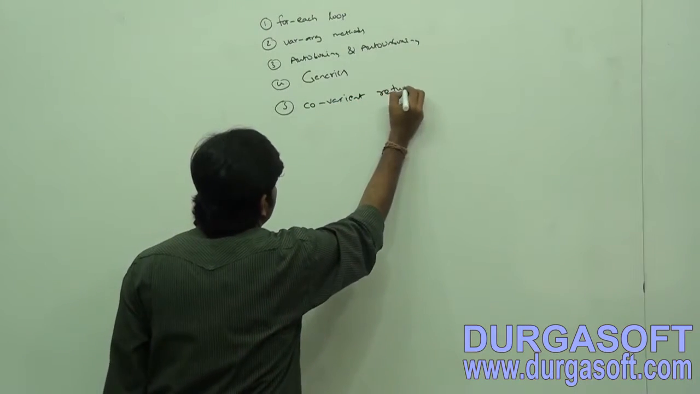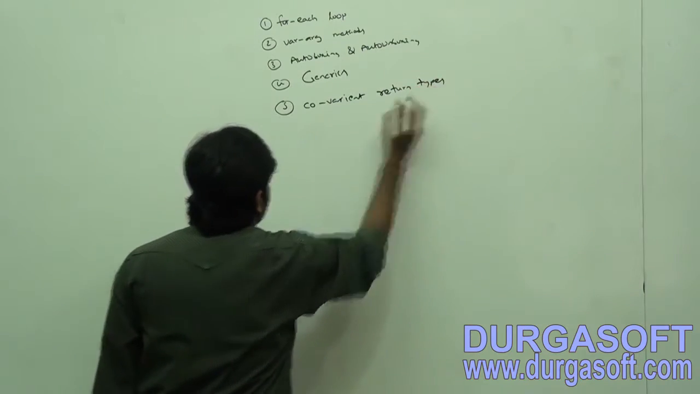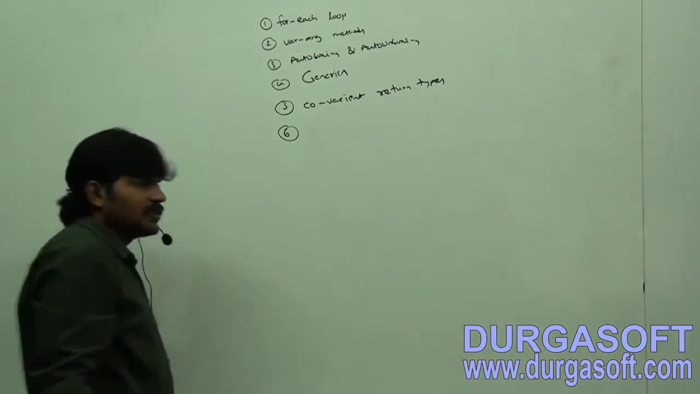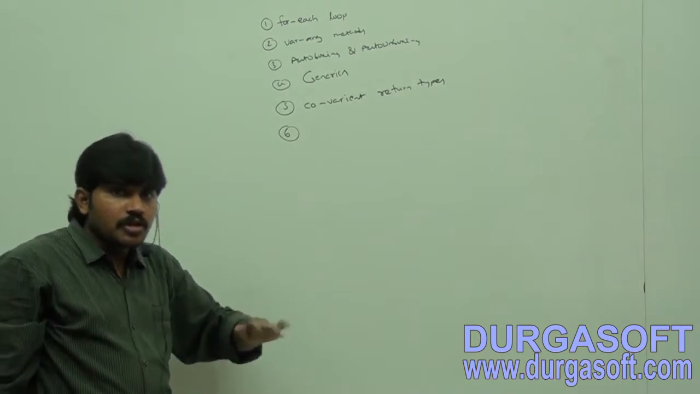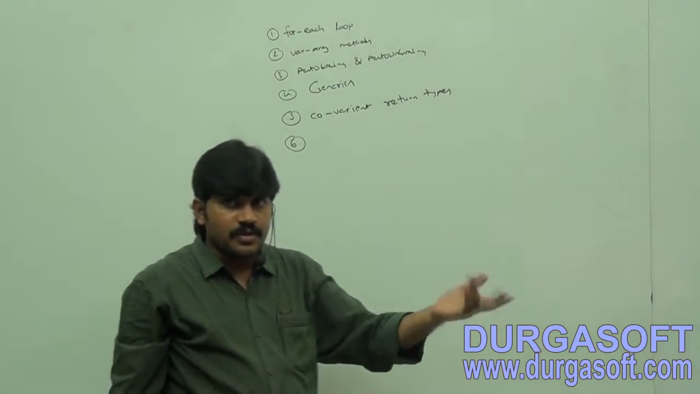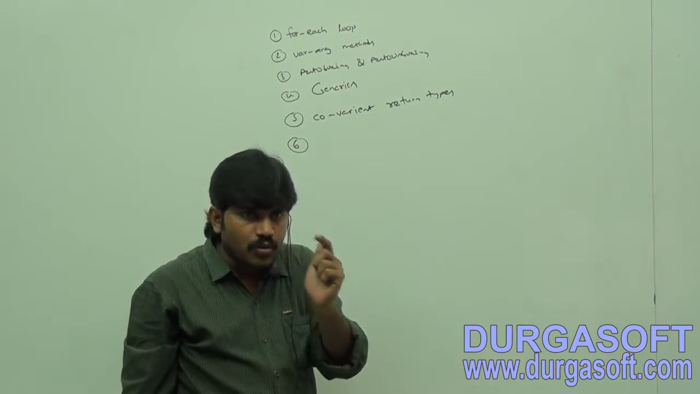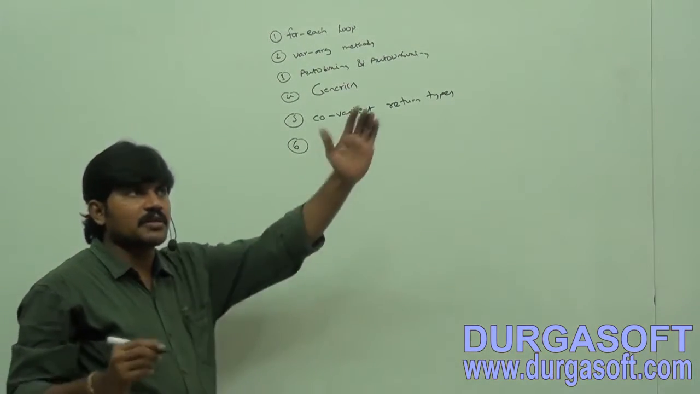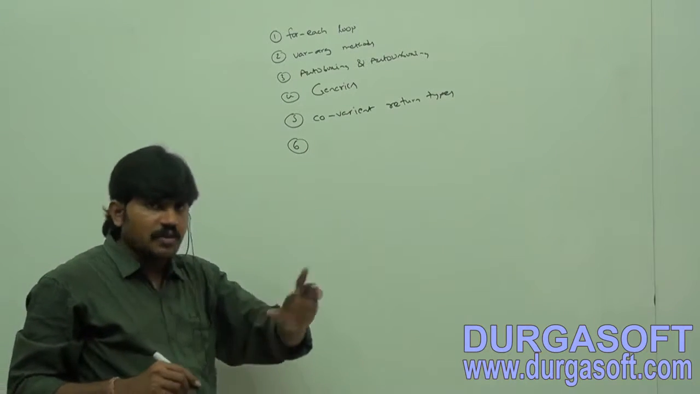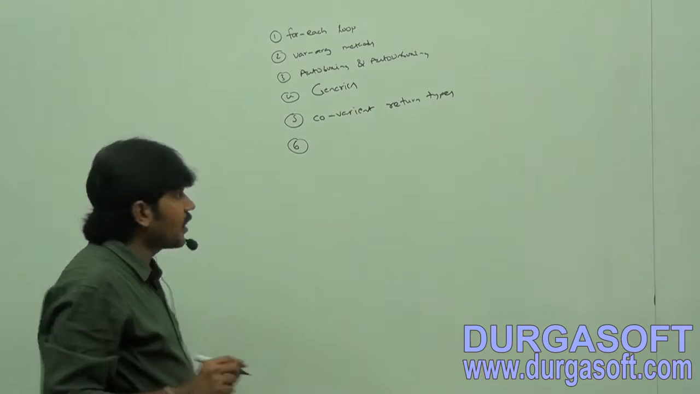Covariant return types, I will explain in the OOPs concept. Covariant return types give more flexibility to the programmer. The child class method return type need not be the same as the parent method return type. A child type is also allowed. In the overriding rule, more flexibility to the programmer, not required to maintain the same return type. A child type is also allowed, like the covariant return type concept.